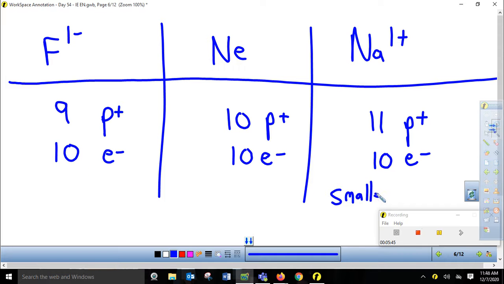What does it mean? If you're the best at pulling electrons closer, that means you're the smallest. And 9 protons do the weakest, the worst job at pulling those electrons in. That tells us that the fluoride ion is going to be the largest of the 3. So with the same number of electrons, the more protons there are, the smaller the atom or ion will be. It's as simple as that. The sodium is the smallest and fluoride is the biggest.